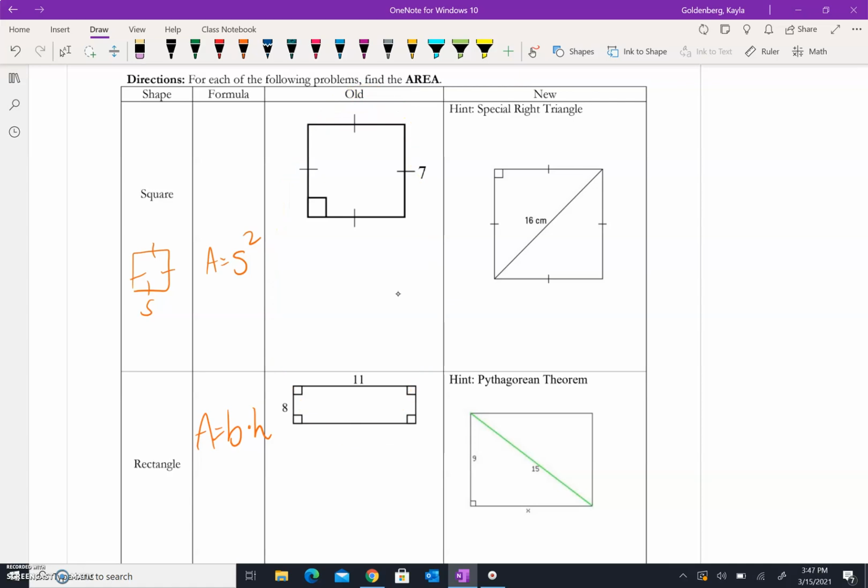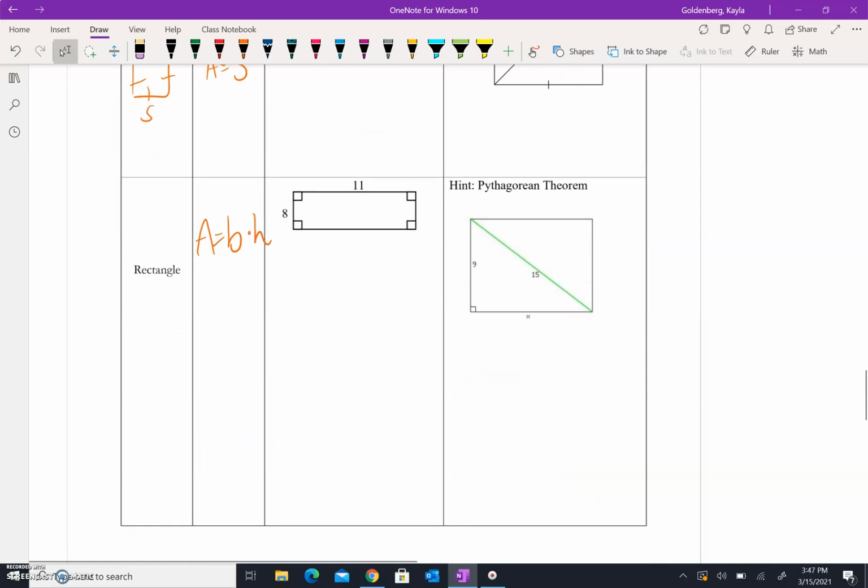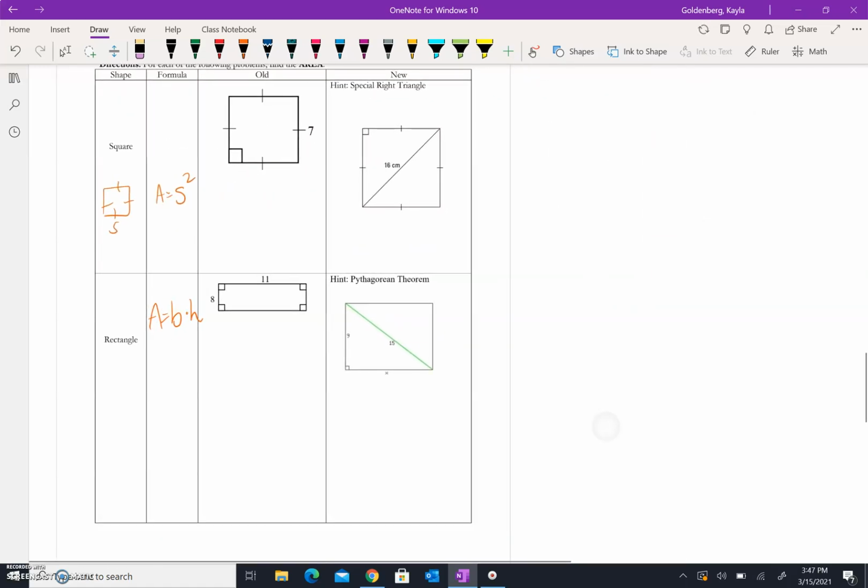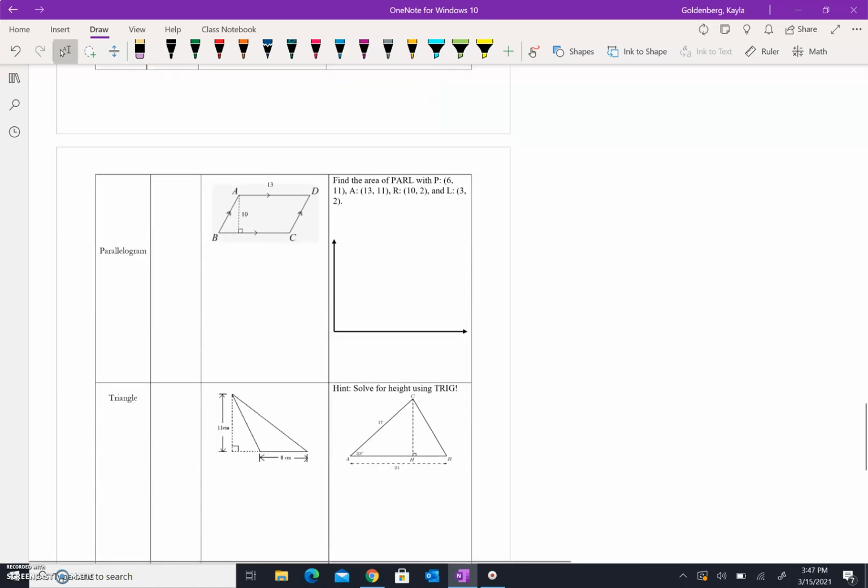If you look at the new side, these are harder versions where in order to get the sides, right, I don't know these, but if I use my hint of a special right triangle, I can use the pattern that we saw in Unit 7. Same thing for this one. I don't know one of the sides, but if I use the hint of Pythagorean theorem, I can solve for that missing side. So what you'll see is the area problems we look at have a slight twist to them where they're going to be just a little bit harder than before.